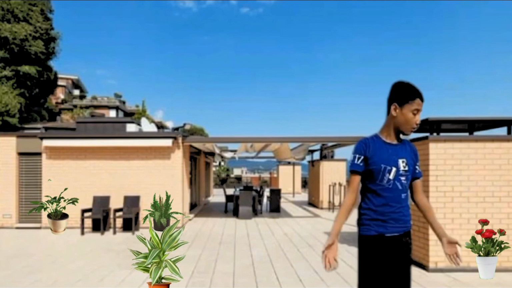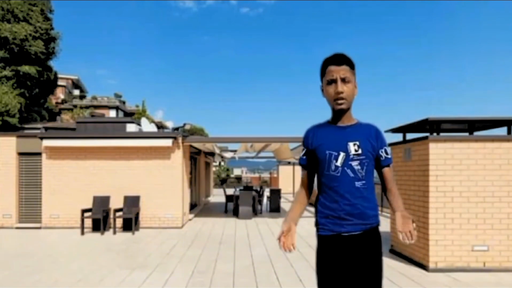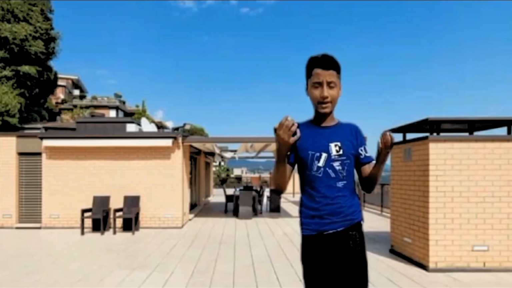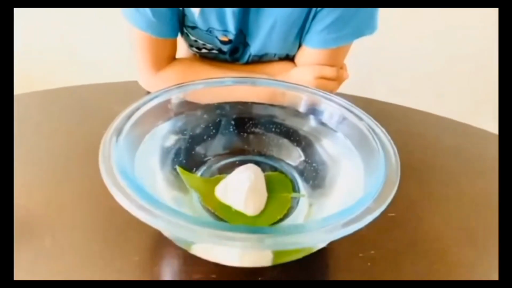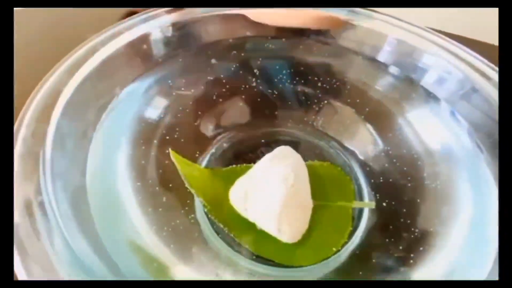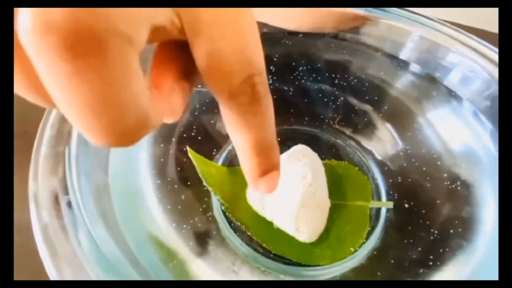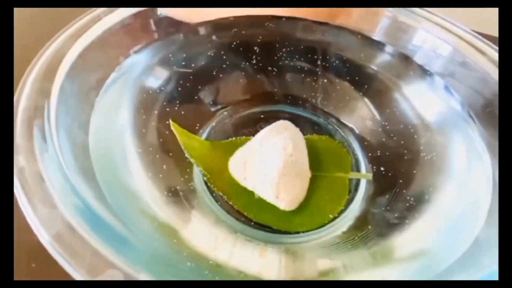There are a lot of plants. If I tell you that, you will ask yourself why or how. So let's understand today's topic. Here is a bowl which has water and a leaf. The bowl has bubbles, so it means the leaf breathes.